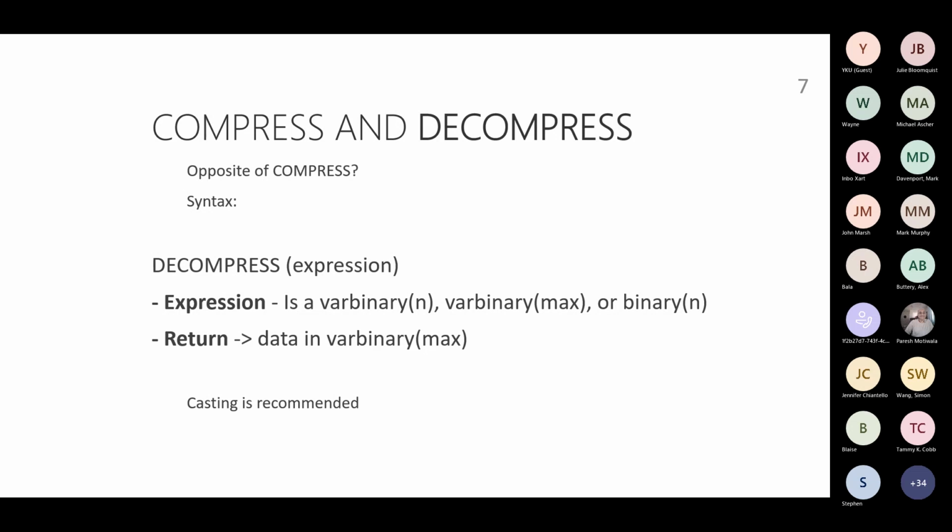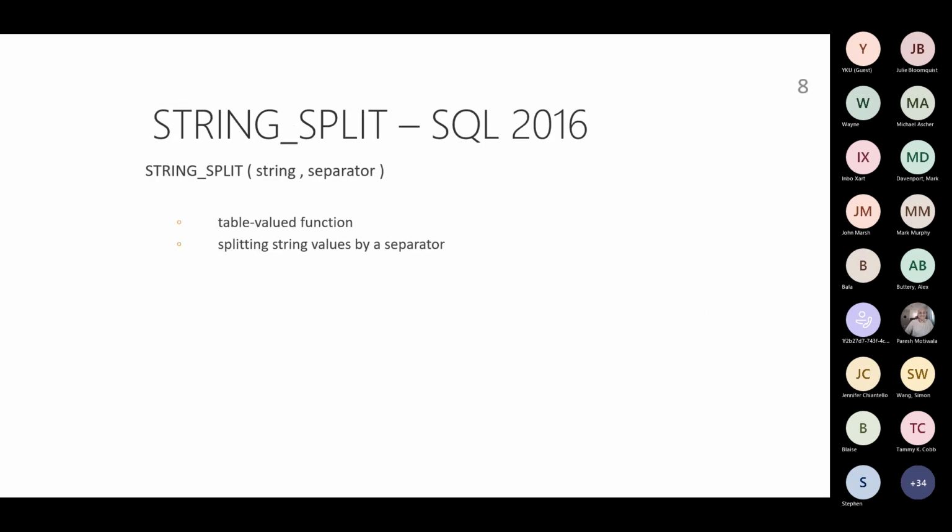DECOMPRESS should be exactly the opposite of the COMPRESS mechanism, or maybe not. The problem here is that the function returns the data type varbinary(max). And if you would like to get the original value, you must cast it to the original data type. So you are using CPU for casting and CPU for decompressing. And we have a fun example about this.